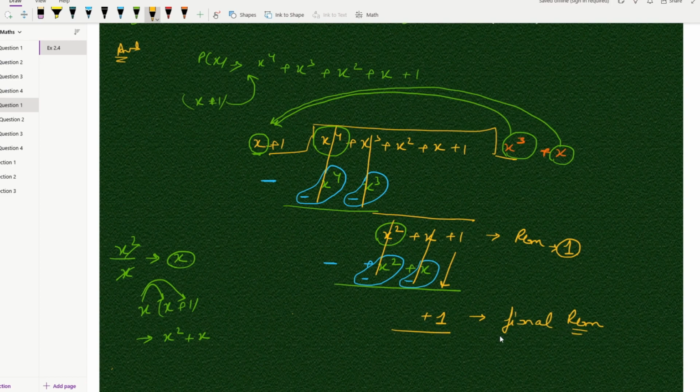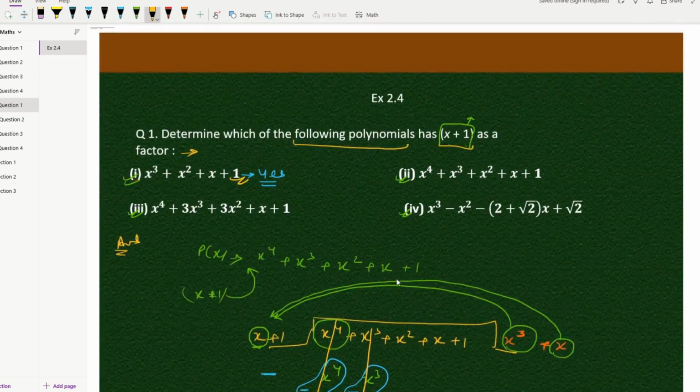Now this is a final remainder, because there is no power of x here. There is no term having the power of x, और यहाँ पर x की पावर को हम 0 मान सकते हैं और यहाँ पर x की पावर 1 है. So this is going to be the final remainder. Now as we can see that the remainder is non-zero, therefore in the second case this x plus 1 is not a factor of this polynomial.